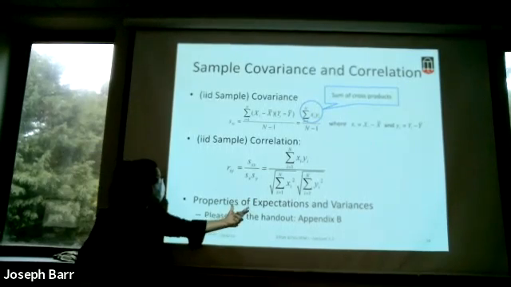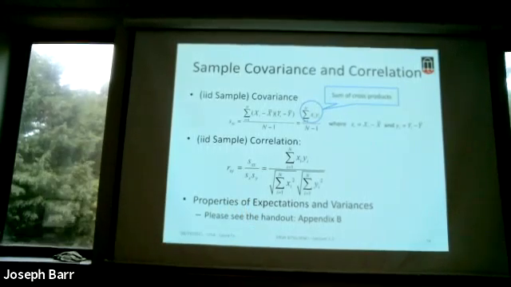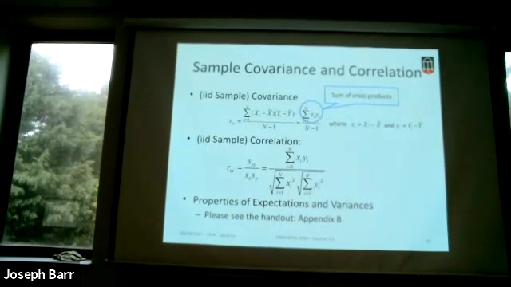And we have some properties for expectation and variance. So it doesn't have to be exactly 1, but it can be like 0.5. Sure, as long as it's between the two bookends.